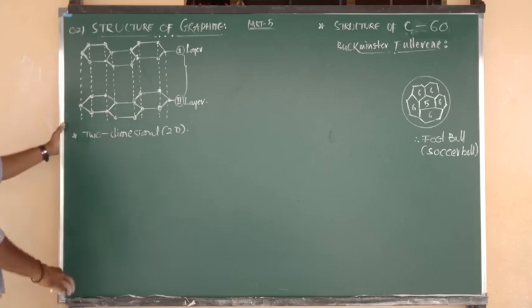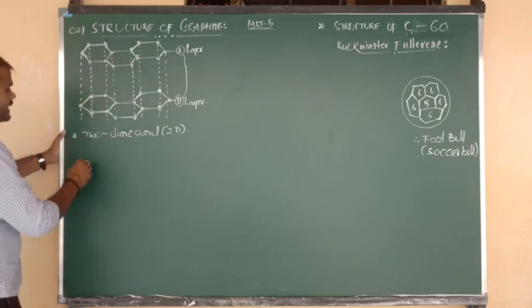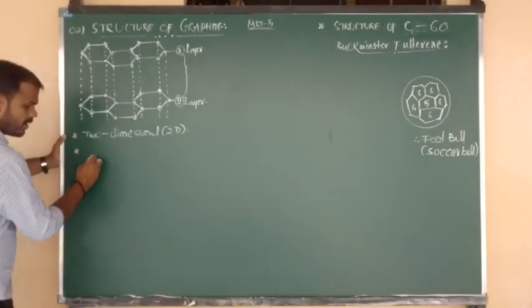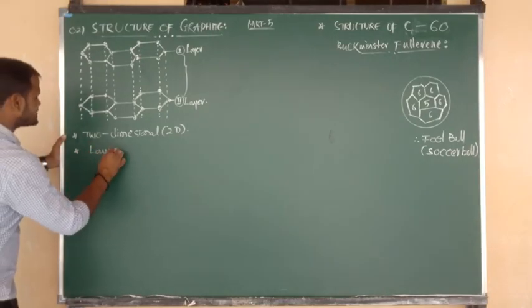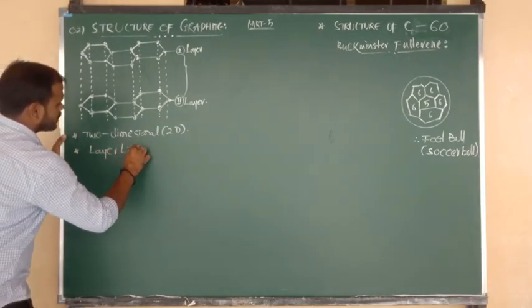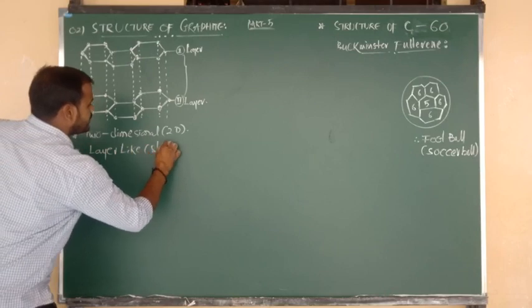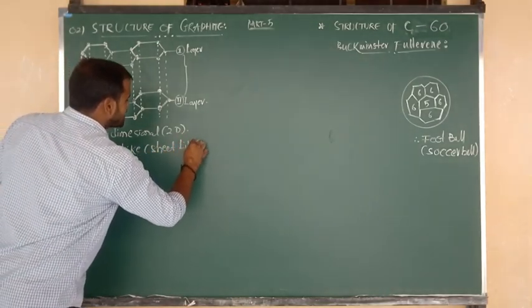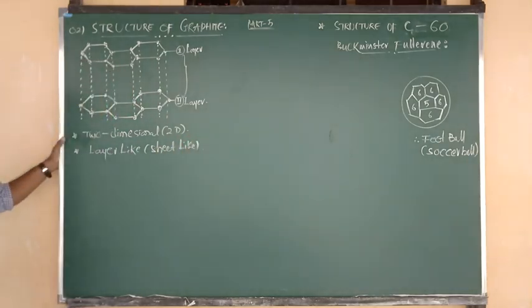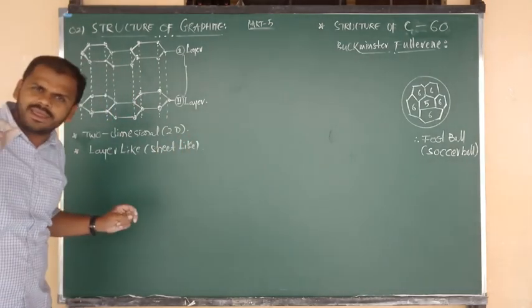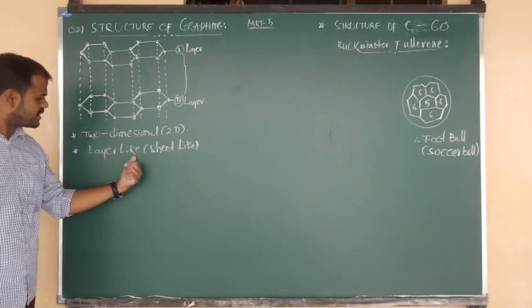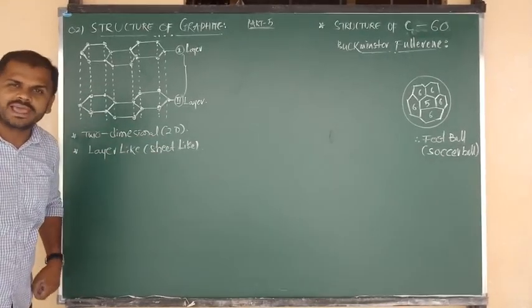One more thing: graphite's structure is two-dimensional, but the structure in nature is called layer-like structure, and also we can say sheet-like structure. Sir, what is the meaning of this? What about diamond? Diamond is 3D, but the structure is network or polymeric. What about graphite? This is two-dimensional, but the structure looks like a layer-like or sheet-like structure.